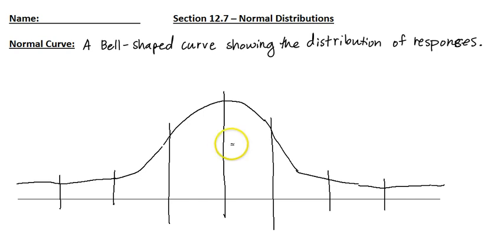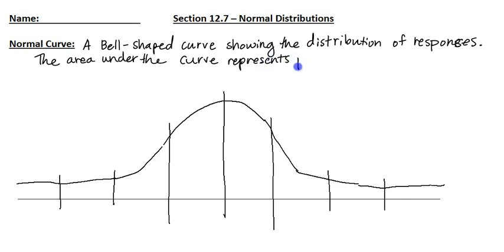When I have this bell-shaped curve, the area under the curve represents a probability. So the area under the curve represents probability, and the total area under the curve adds to be 1. So all of these little pieces are going to have a different probability, and they all add to 1. So 1 representing 100%.